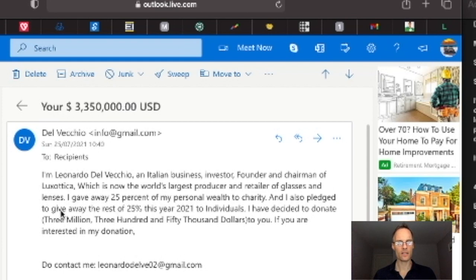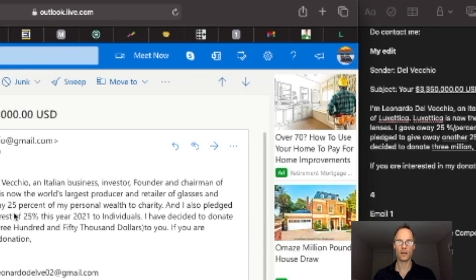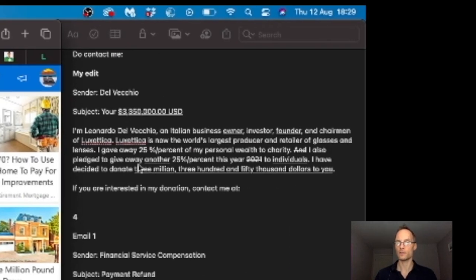And to give away the rest, so not the rest, because this is interesting, you put the rest of 25%. When you say the rest, that's everything. So if it was 75%, then it would make more sense because it would be 100% together. But it's another 25%, so it's only 50%. So instead of putting the rest, I put it to another, to give away another 25%.